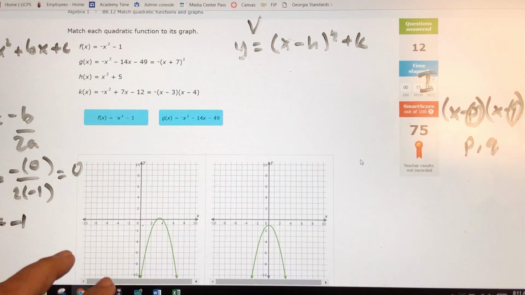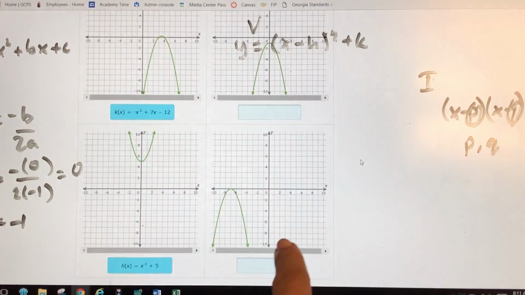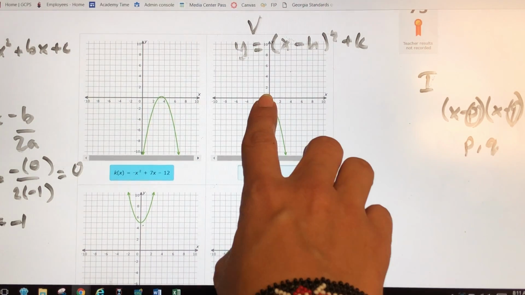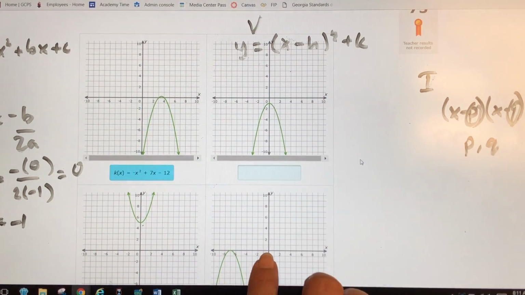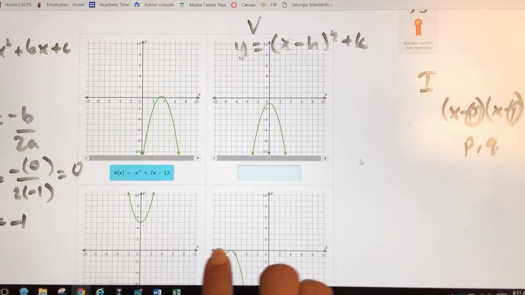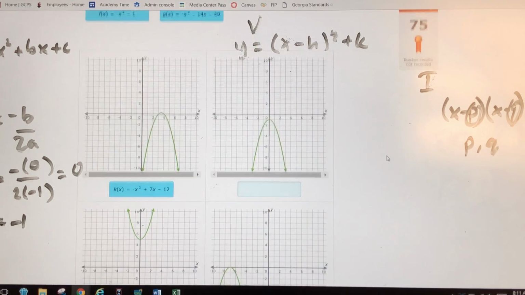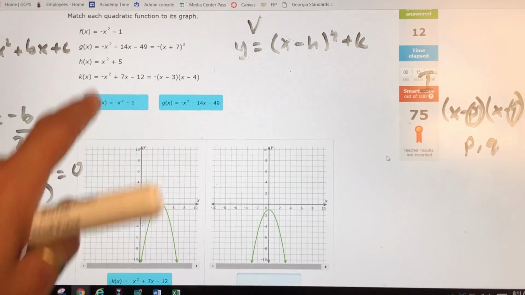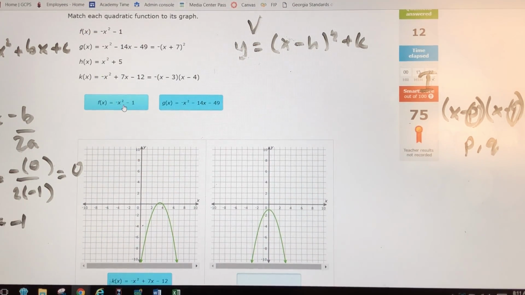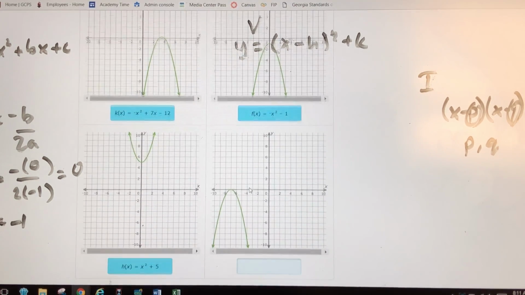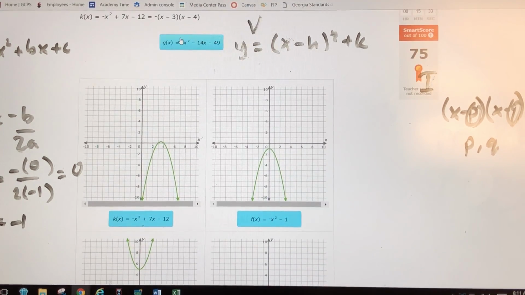So of the 2 graphs remaining, so this one and this one, which one has a vertex of 0, -1? So 0, -1, that one does. This one has 0, this one has -7, 0. That means that 0, -1 is that one. So which equation did I use? I used f of x. So this means this is f of x. And the remaining one, which is bottom right, is that one.